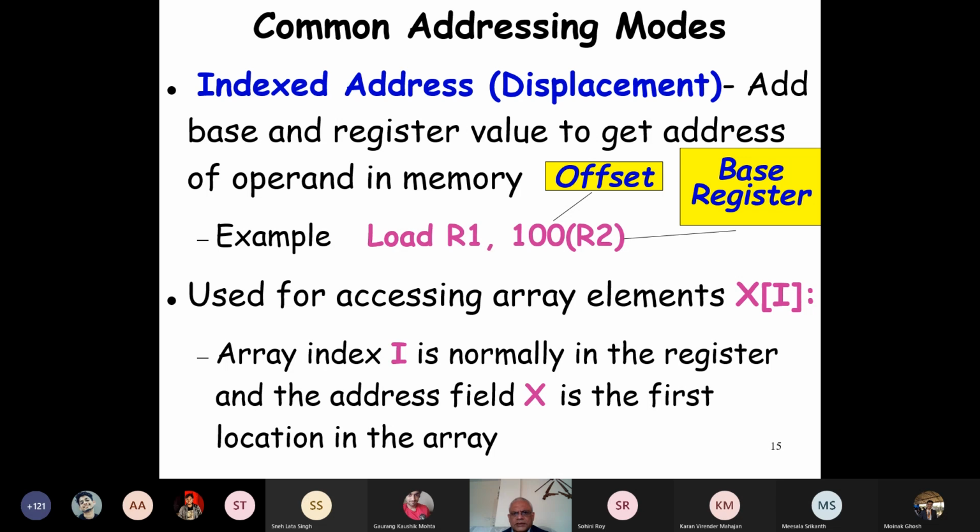R2 is called the base register and 100 is called the offset, used for accessing elements of an array successively. It becomes very simple if you use the indexed mode.